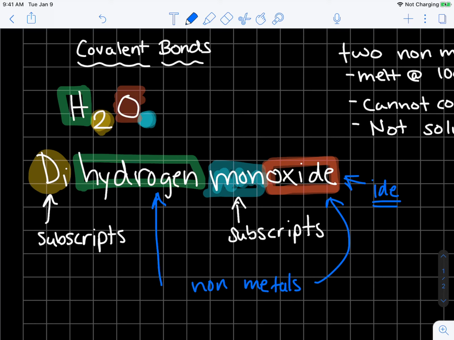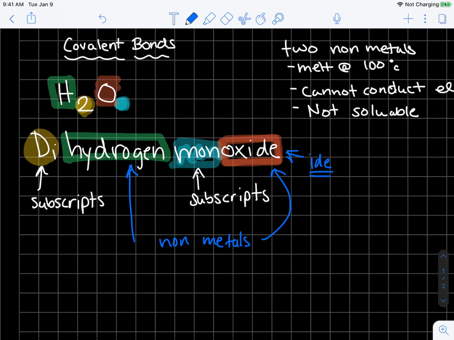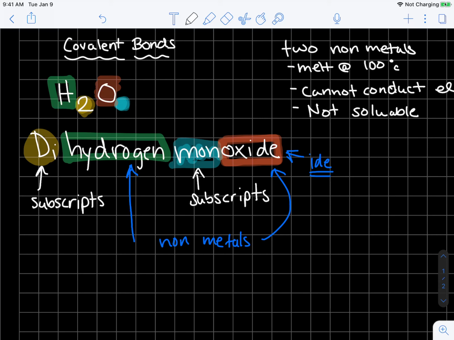All right, so let's try a couple examples. I'm going to start first with writing the name, and then we're going to turn it into the formula, and then we'll go the other way. So we're going to do disulfur tetroxide.